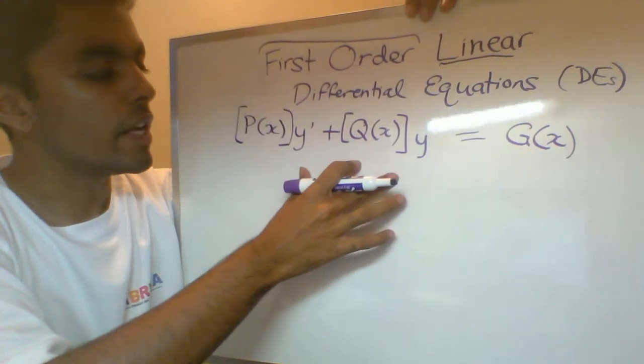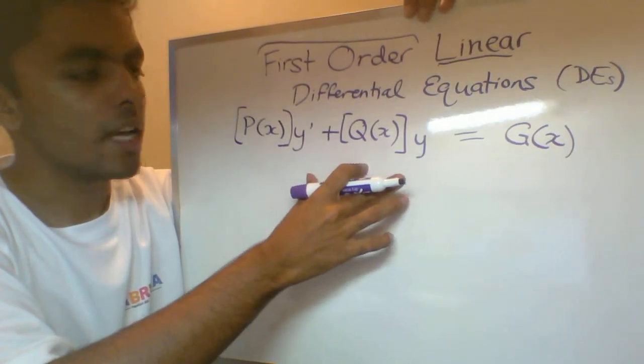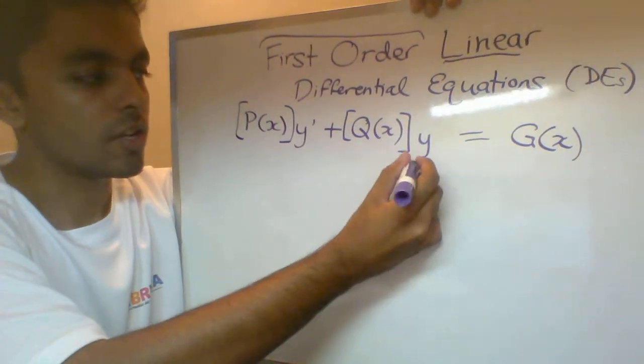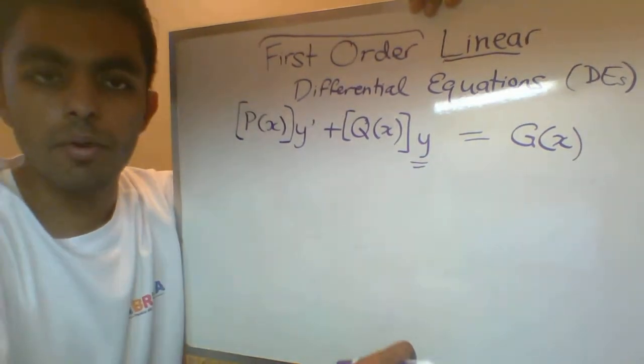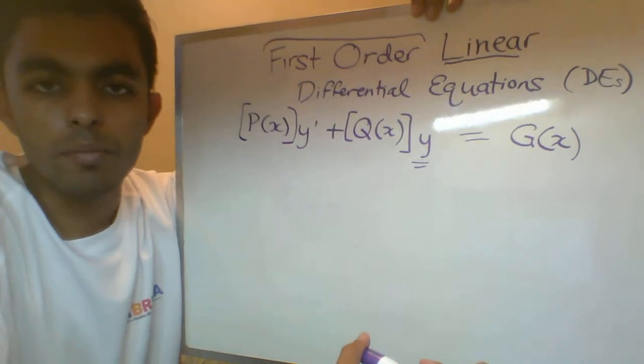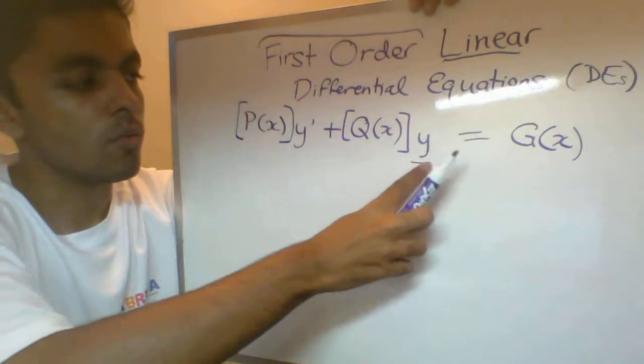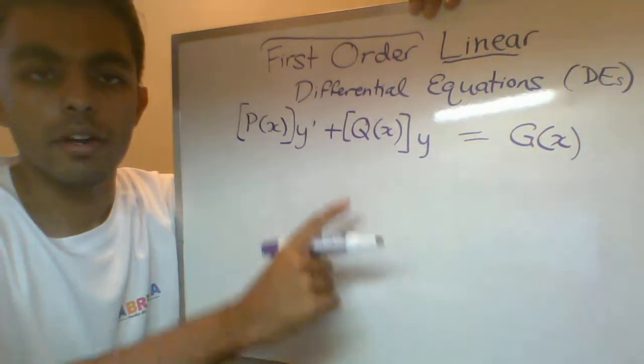simplified way of writing it, is that in a first-order linear differential equation, as with any differential equation, we're trying to solve for y. All right, so we don't want just y prime, we don't want p or q or g or anything else. We want to solve for that y right there.